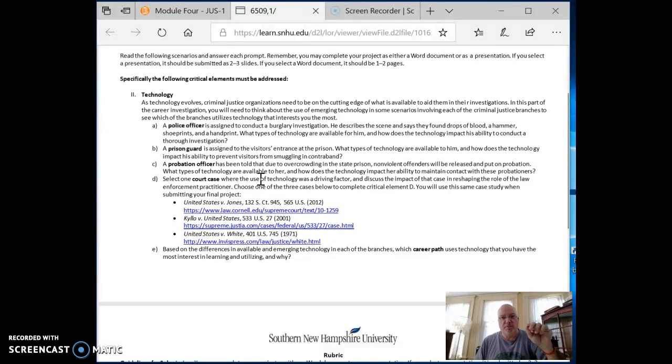Second paragraph will be answering B, couple lines answering each question. Next paragraph will be answering C, which is a probation officer has been told due to overcrowding in the state prison, non-violent offenders will be released and put on probation. What types of technology are available to him or her? First question. How does the technology impact her ability to maintain contact with probationers? Second question. So your third paragraph, couple lines in the first question, couple lines in the second question.